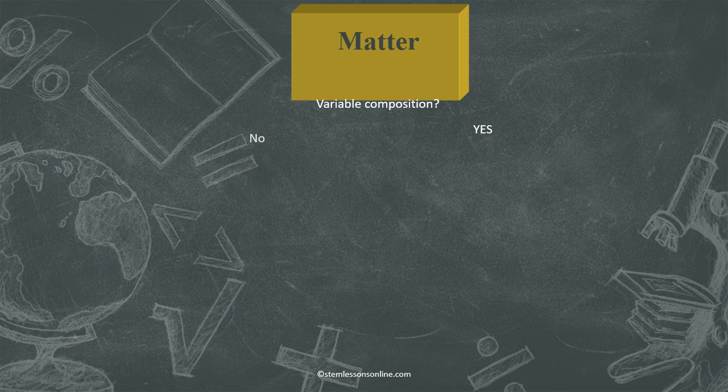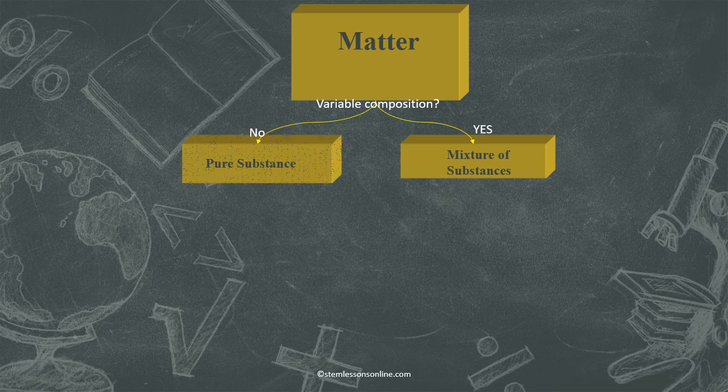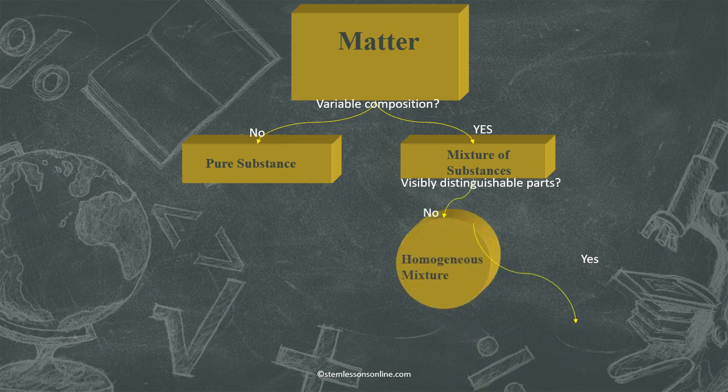Does it have variable composition? You can answer yes or no, right? If it is yes, it's a mixture. If your answer is no, it's a pure substance. Now, does the mixture have visibly distinguishable parts? If your answer is yes, it is a heterogeneous mixture. If your answer is no, it's a homogeneous mixture.